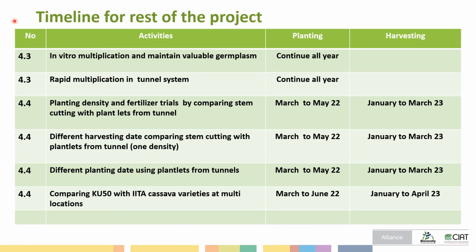Here I have put the timeline for objective 4.3 and objective 4.4 for the rest of the project. So the rapid multiplication will continue, and in vitro multiplication and maintaining the valuable germplasm will continue. For the density trial, we will start in March, and then it will be over by March 2023 for the density, different planting date and the multi-location trial. But these are only for the 1 year experiment. So most of the experiments will be finished by 2023.